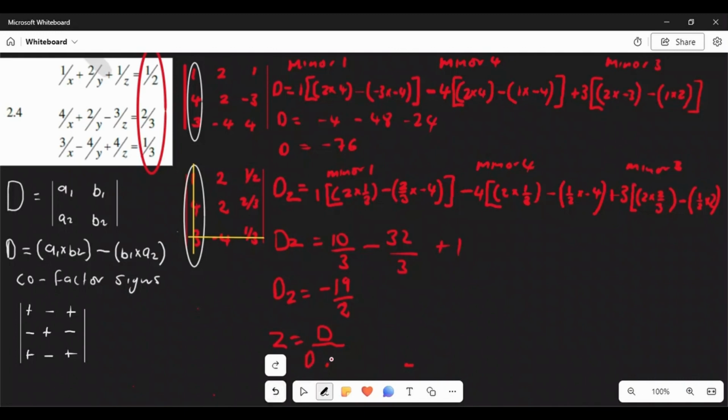Alright, let's do it. dz. Alright, so the answer is going to be what? What is our d? Our d is negative 76 over negative 19 over 2. So our z here is going to be 12. So this is how you get your z.